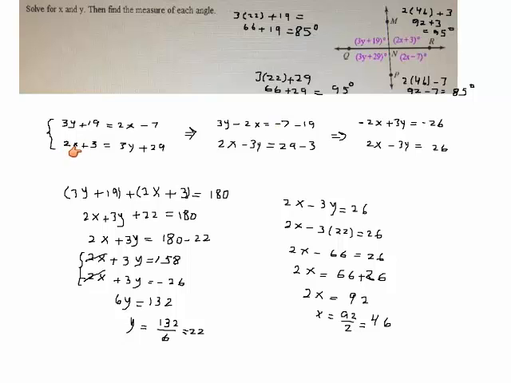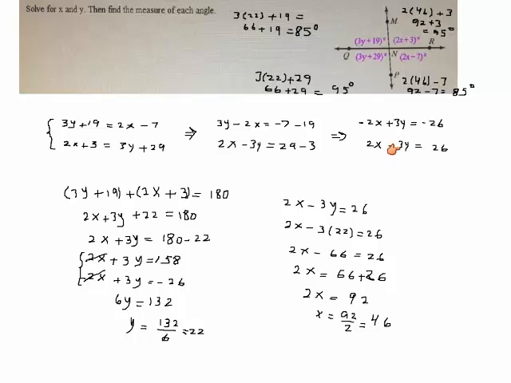If I use the other set, 2x plus 3 is equal to 3y plus 29, and I subtract 3y from both sides of the equation, I get 2x minus 3y on the left-hand side. If I subtract 3 from both sides of the equation, I get 29 minus 3, and I get 26. So we get one equation, 2x minus 3y is equal to 26.